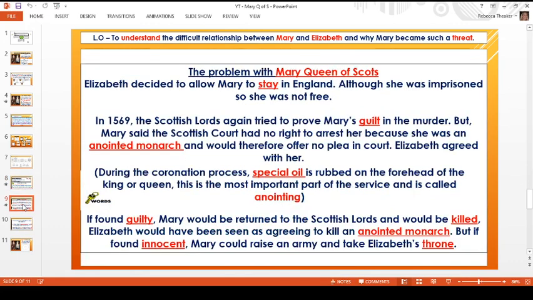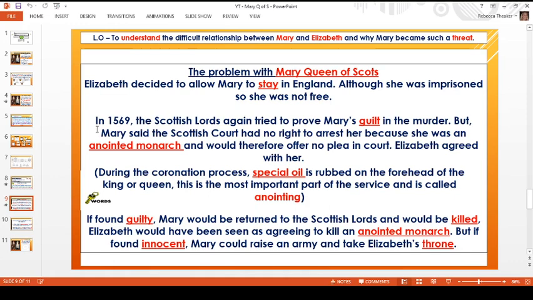Okay, so what did Elizabeth actually decide to do? Elizabeth decided to allow Mary to stay in England, although she was constantly in prison, so she was never free. She couldn't roam, she couldn't go to the place she wanted to go to. She was always kept in different prisons. And by prison, I don't mean what we think of a prison. It was more like different castles she was kept in, really. She still had servants and she still stayed in like a royal bedchamber, so it certainly wasn't particularly horrible for Mary Queen of Scots, but she wasn't a free person.